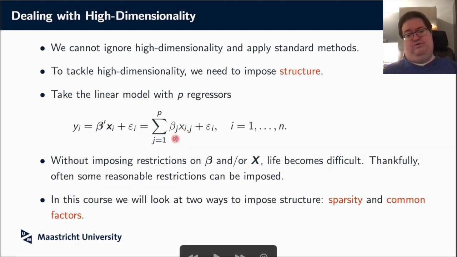So what we have to do is impose restrictions that, on the one hand, are meaningful, on the other hand, allow us to do estimation of these high-dimensional models. And what we are going to look at in this course is two ways to impose structures. One is so-called sparsity, and the other is common factors. Roughly speaking, sparsity is going to impose restrictions on the beta. Common factors is going to impose restrictions on x.